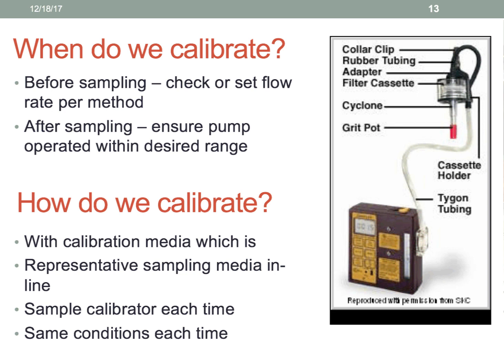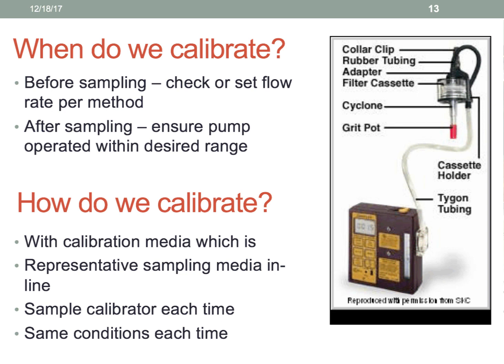We calibrate before we sample to check or set the flow rate to make sure we're pulling air at the appropriate volume per minute. And then after we sample, we don't touch our pump, but we check the flow rate to see if there's a significant difference or not.